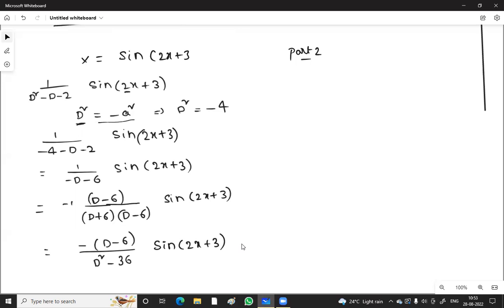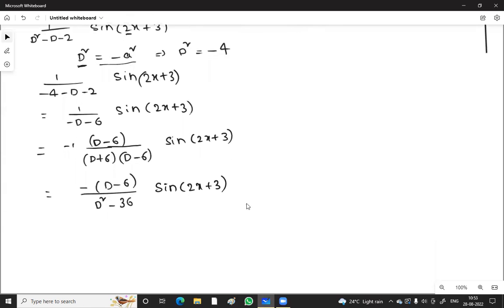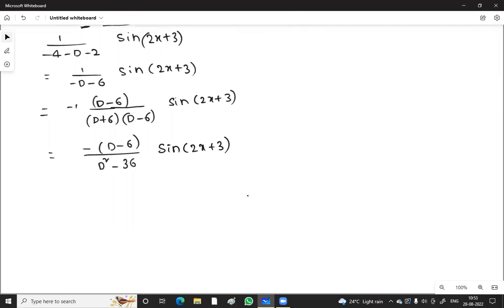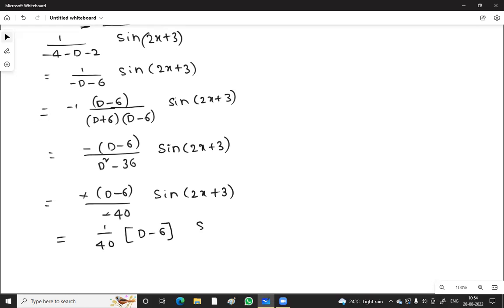See, remember this operation you have to do till d terms are missing. You should not have any d terms in the end. So 1 over, okay, minus d minus 6. In the place of d square, you can write minus a square, nothing but minus 4. Minus 4 minus 36, it means minus 40, sine 2x plus 3. Still d terms are there. Minus minus cancel. 1 over 40. What is the d term there? D minus 6, you have to operate on sine 2x plus 3.